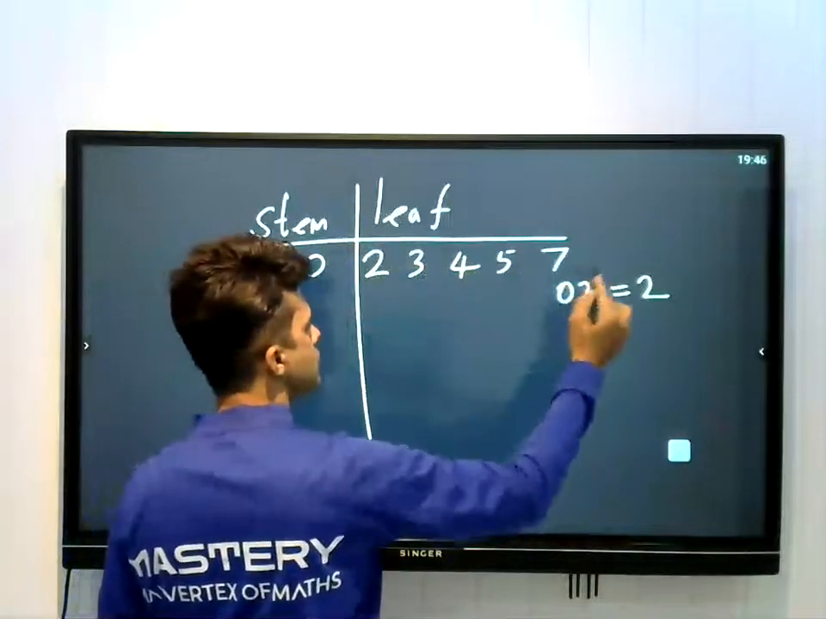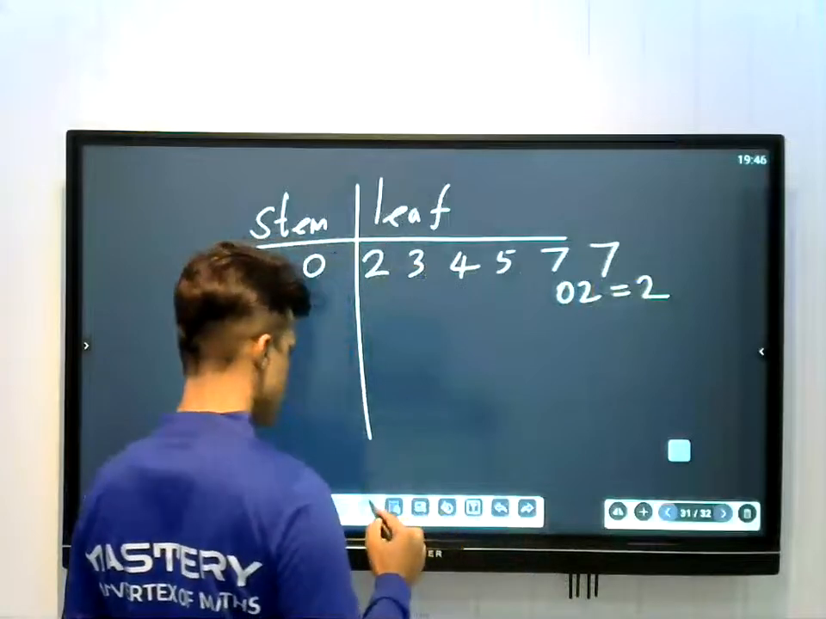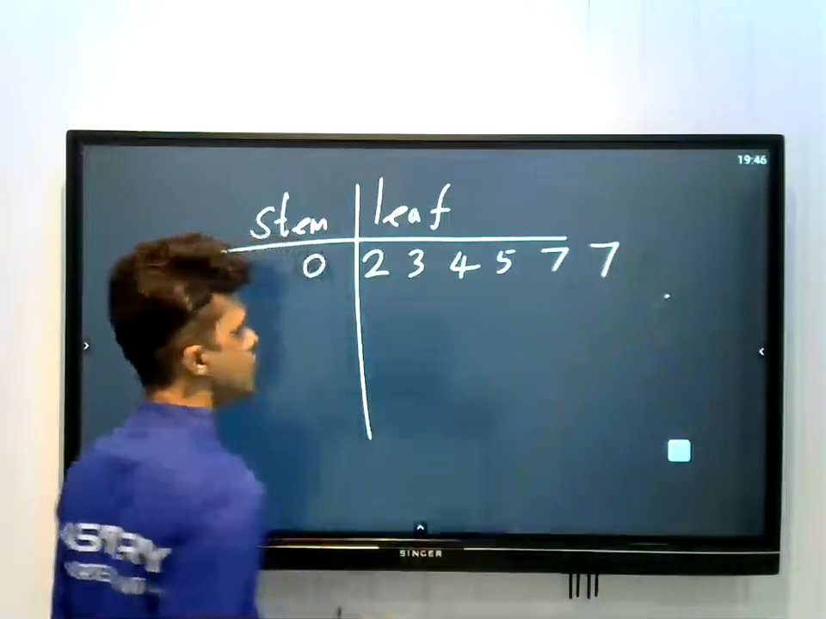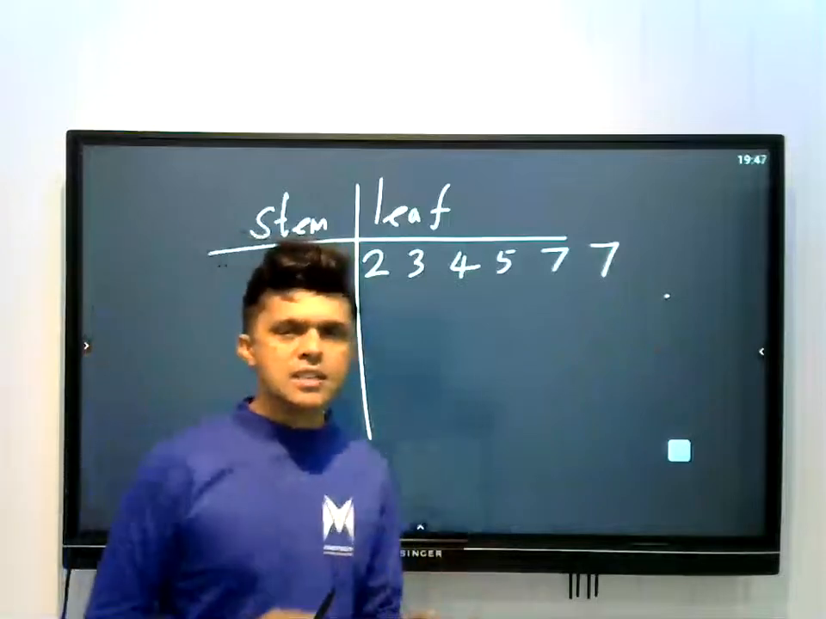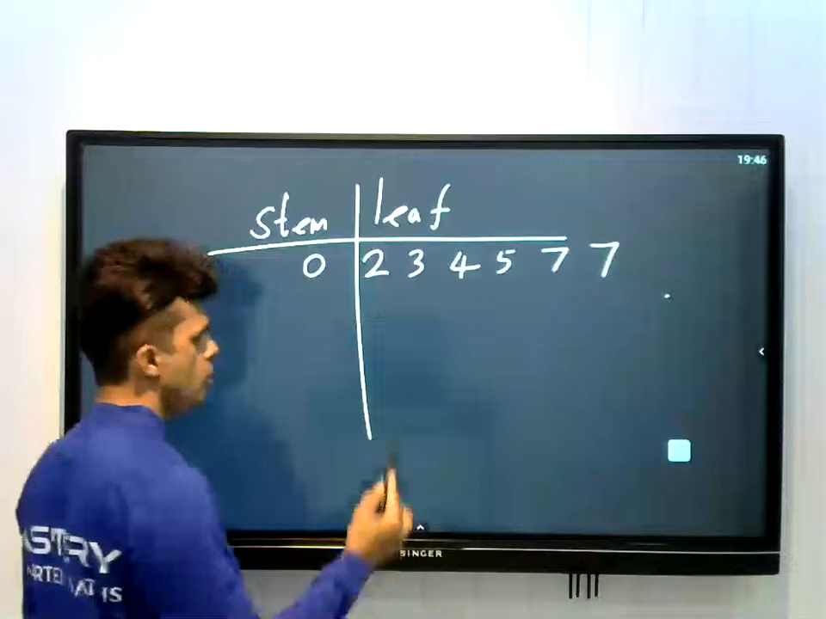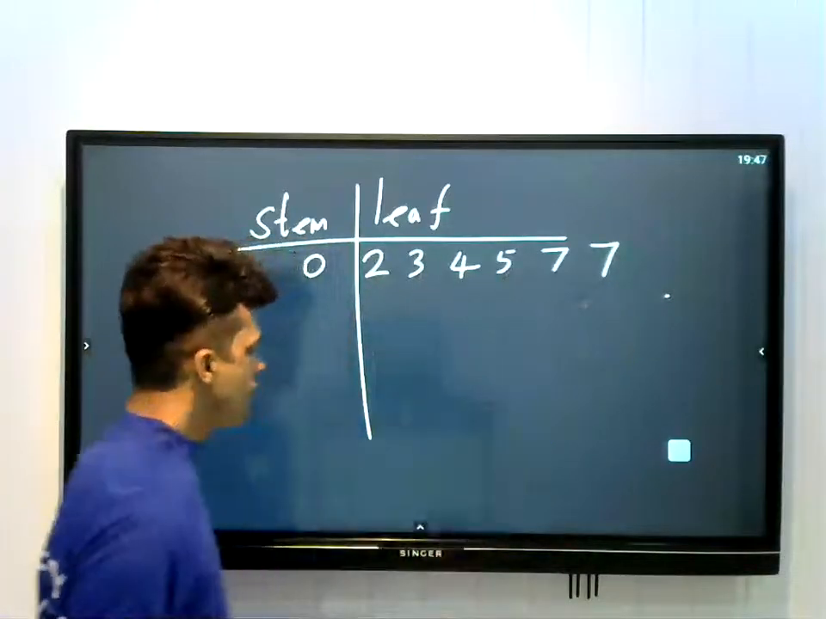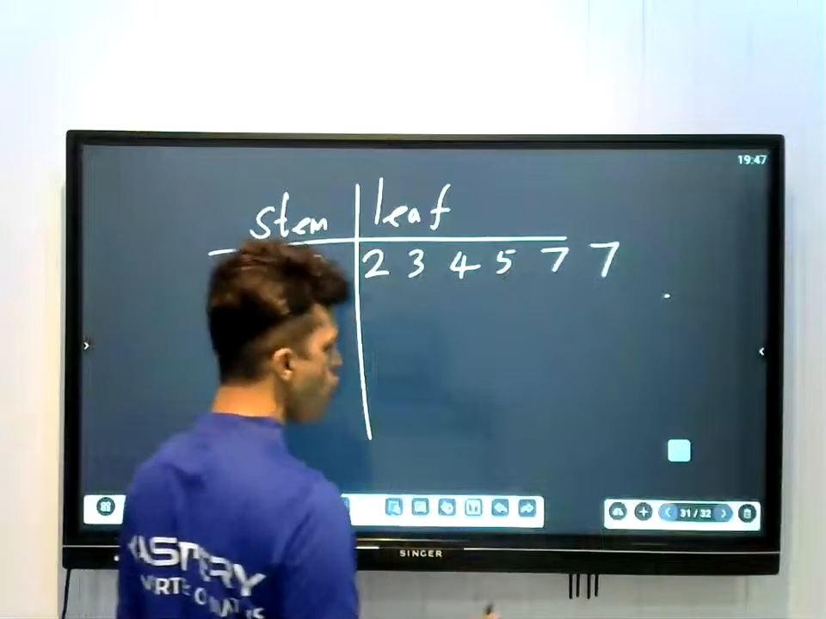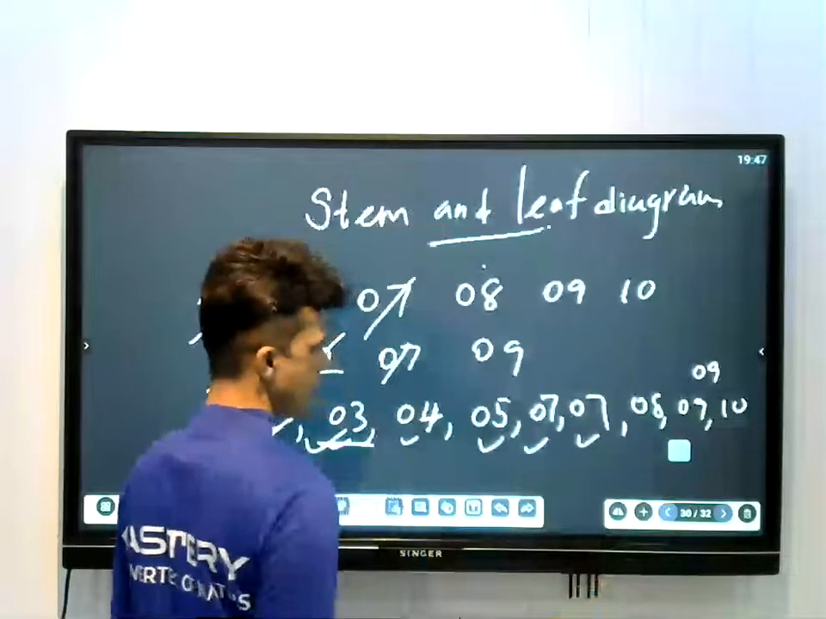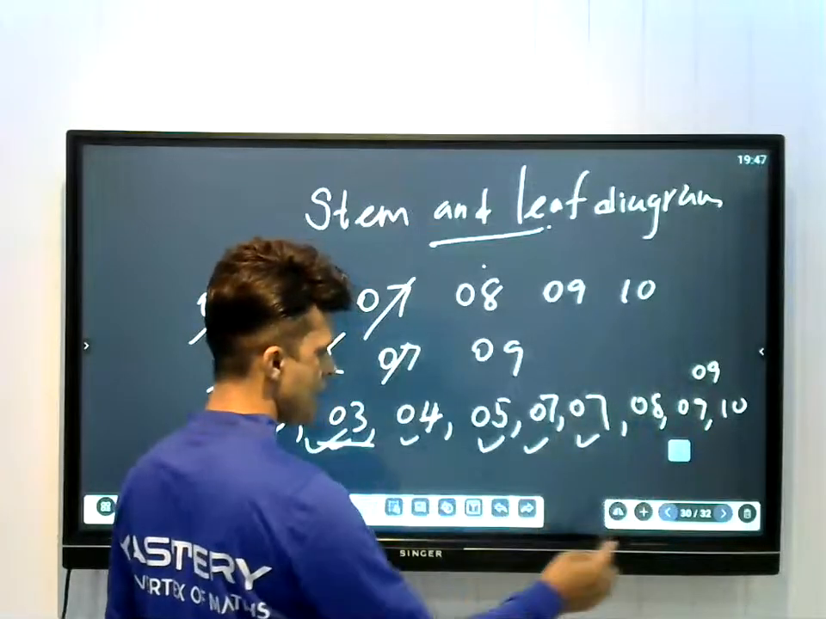4, 5, 7, 7. What's the other one? The other digit is here. How many digits have we already entered here? 1 here. How many have we entered here? 1, 2, 3, 4, 5, 6. We need to add 4 more digits. And after that, 7, 7, 8, 9, 9, 10.